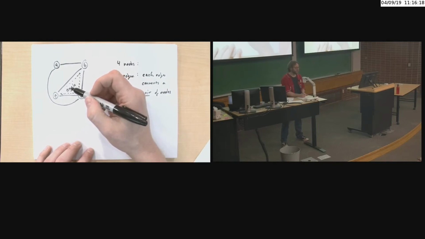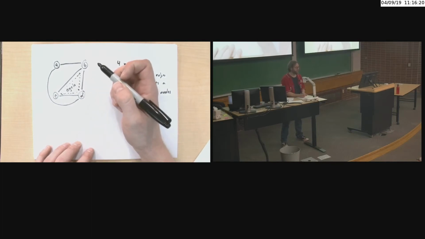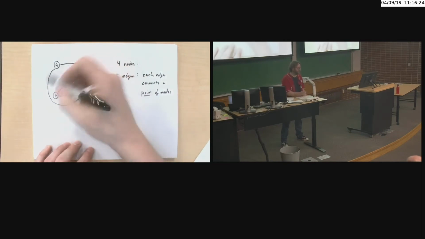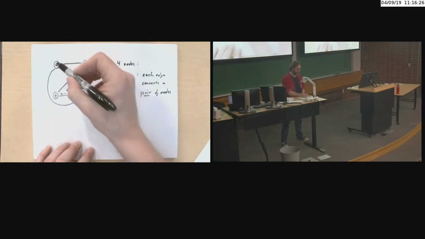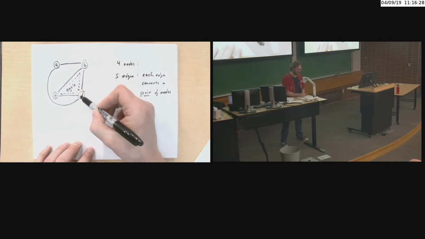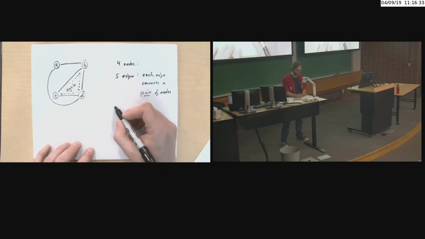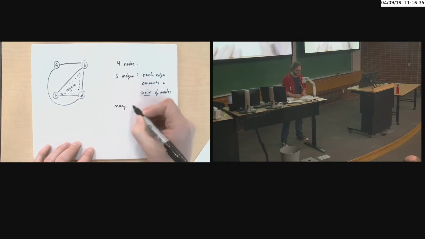Is there any other cycle here? A to B to D over to A, right? So there's another cycle. You could go A to B to C to D, then over to A. That's another cycle. So in this particular example, there are many cycles.